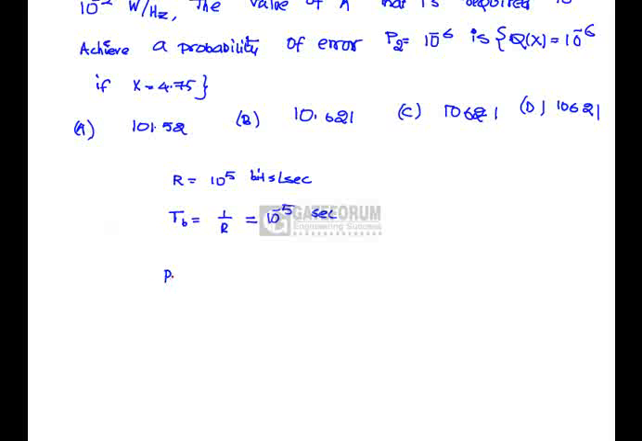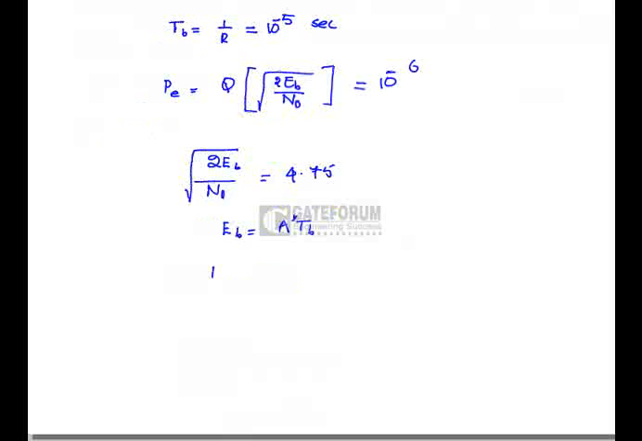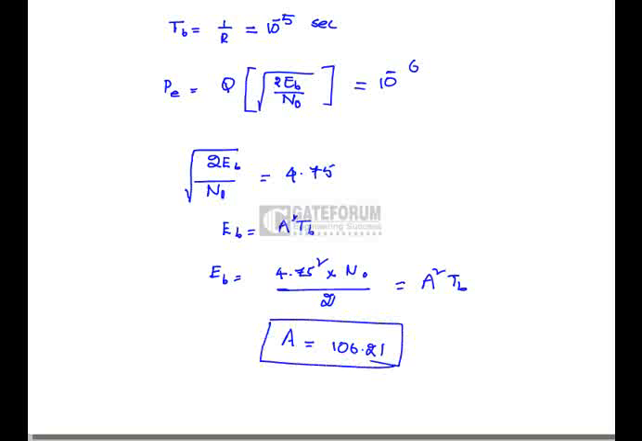The probability of error in PAM is Q of square root of (2Eb by N0), which equals 10 power minus 6. That is possible if and only if square root of 2Eb by N0 equals 4.75. We know Eb equals A square Tb. From this, Eb equals 4.75 square into N0 by 2, so A square Tb equals that. If we solve this, we will get A as 106.21, which means option D is correct.